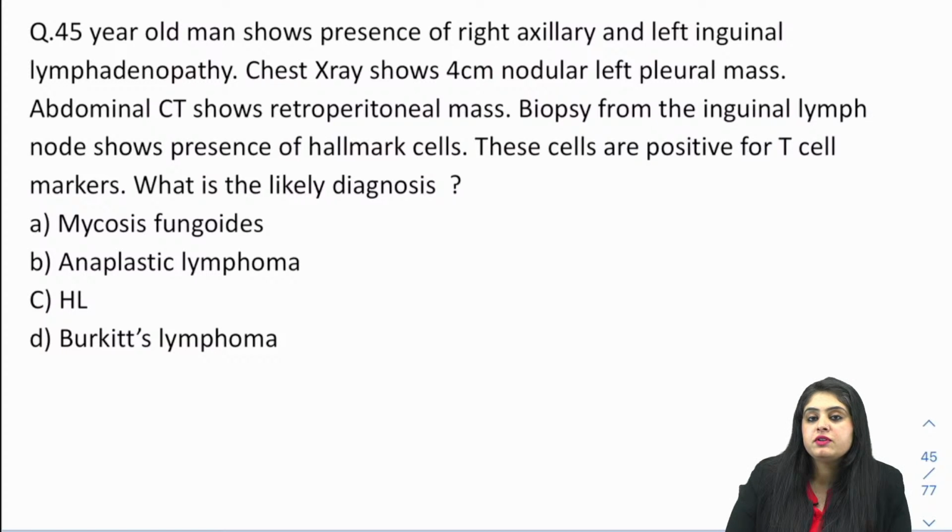You have a 45-year-old man with right axillary and left inguinal lymphadenopathy. Chest X-ray has a 4 centimeter nodular pleural mass. There's a retroperitoneal mass also. And the inguinal lymph node shows you hallmark cells. Once you read that line, you should know your answer. The cells are positive for T markers, and what is the likely diagnosis?